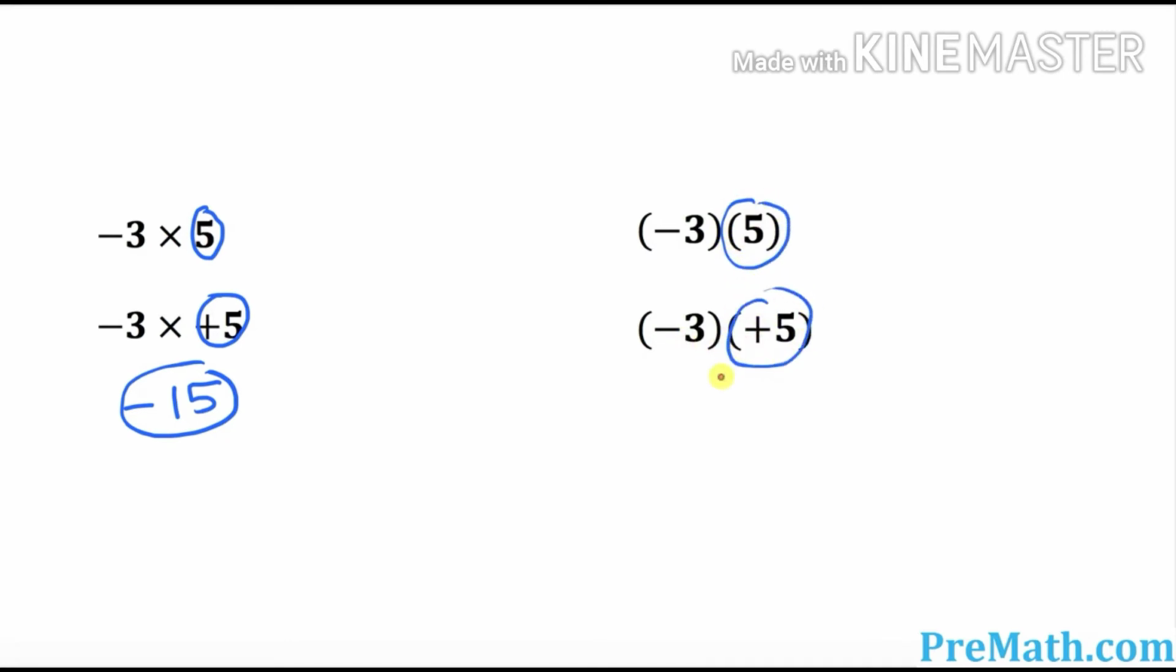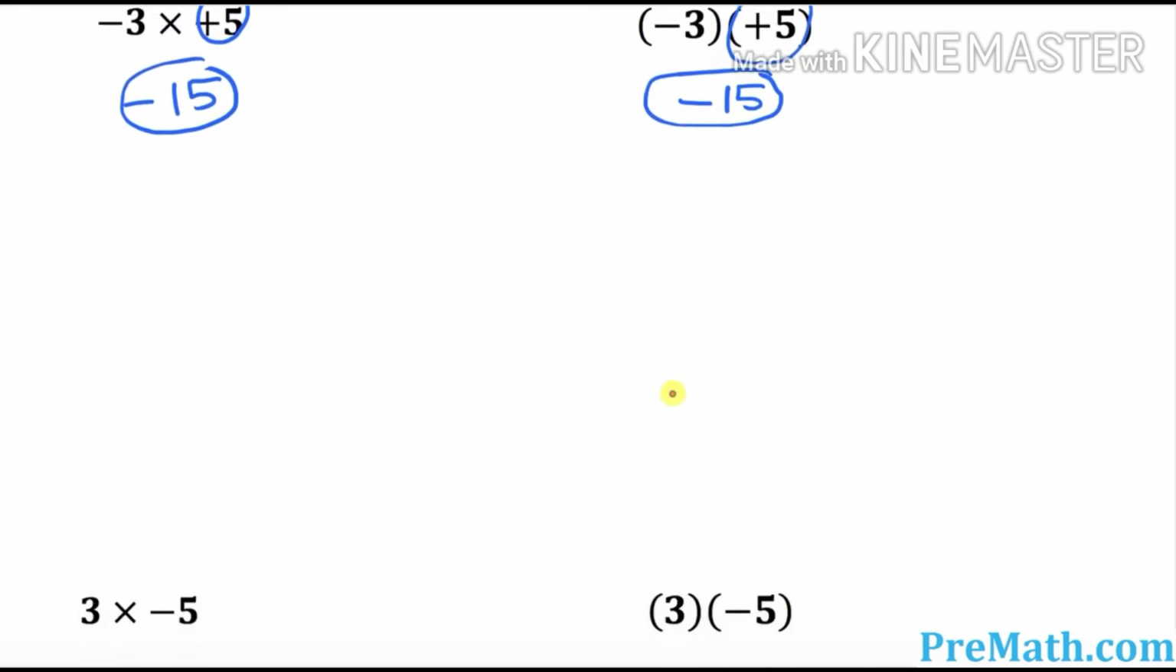Now, once again, negative and positive become negative, and then 3 times 5 is what? 15. So that is negative 15, our answer. Let's do a couple more examples.